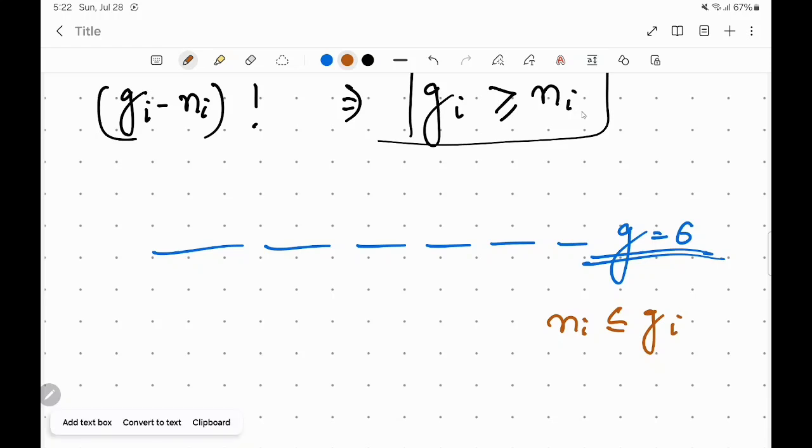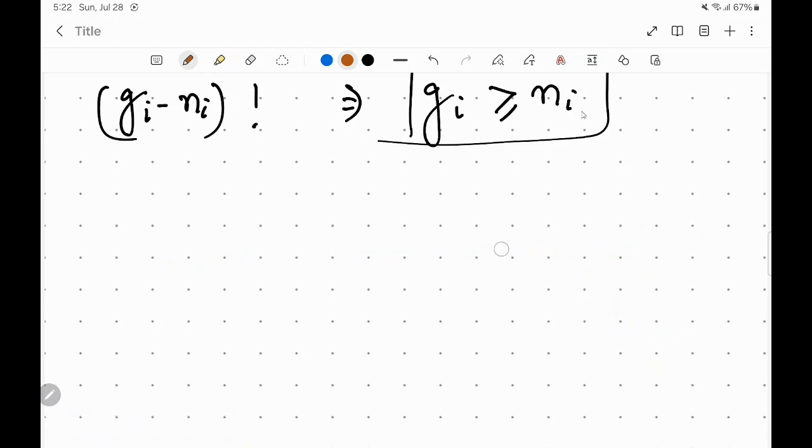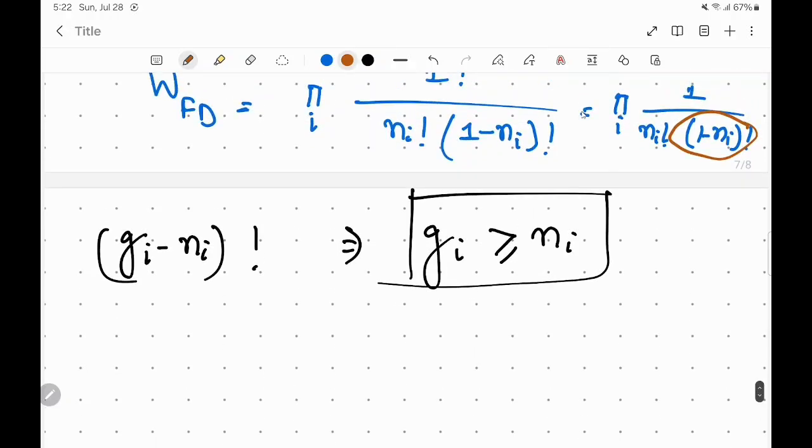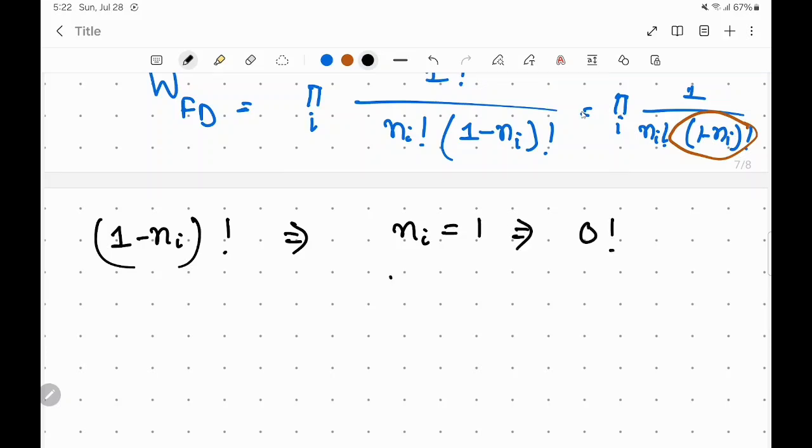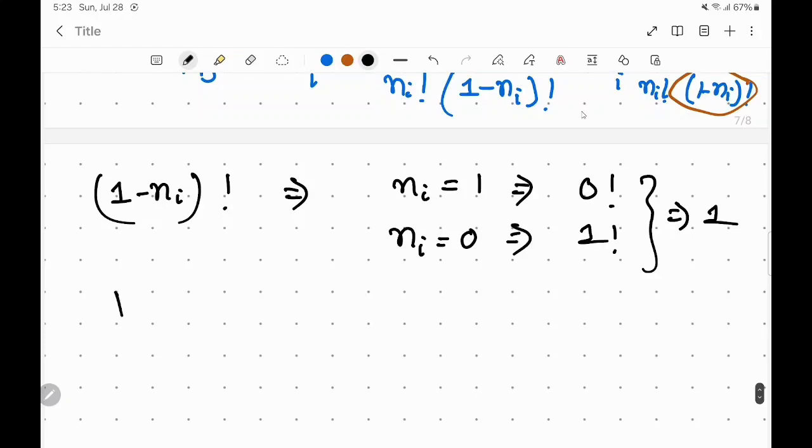That's why that appears there. So now here, what is the probability then? One case would be Ni equals 1. In that case, it will be 0 factorial, or it can be Ni equals 0. Then it will be 1 factorial. So both are 1. So then what will be the WFD?